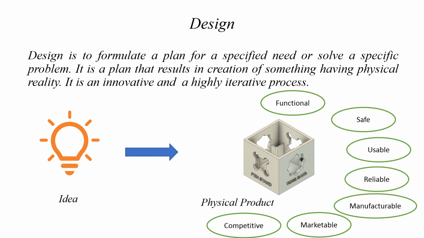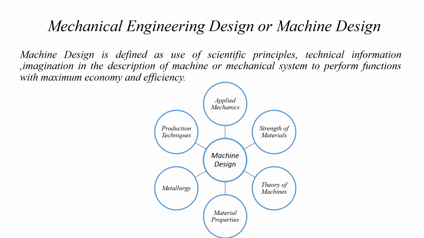Design is to formulate a plan for a specific need or solve a specific problem. It is a plan that results in creation of something having physical reality. It is an innovative and a highly iterative process. So it is a conversion of an idea into a physical product. The physical product in your hand should have the following properties. It should be functional, safe, usable, reliable, manufacturable, marketable, and competitive.